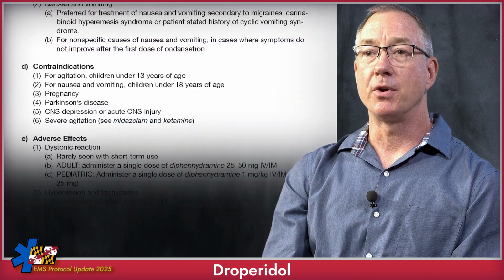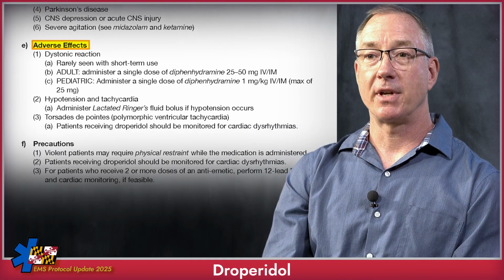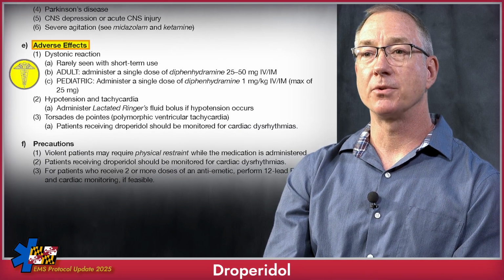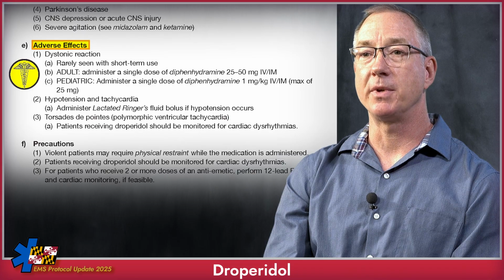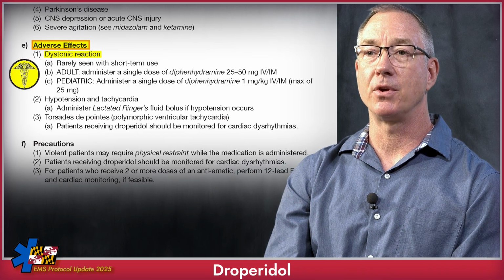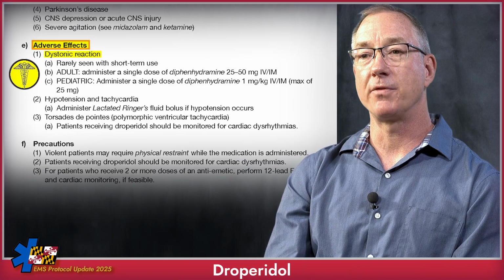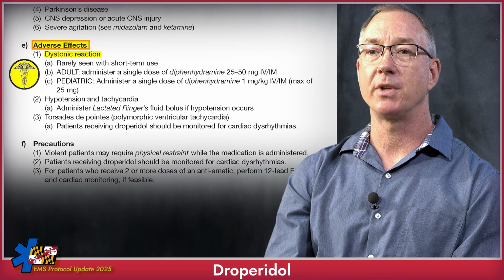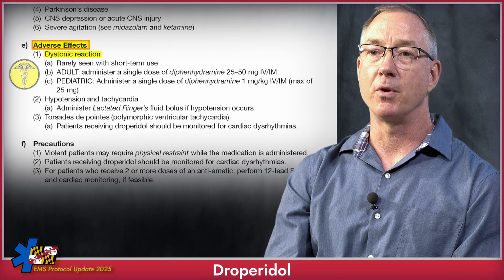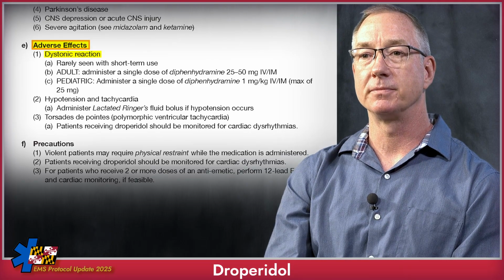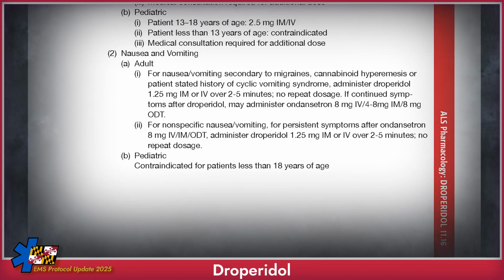The first change you will notice is in the adverse effects section. Previously, a medical consultation was required to administer diphenhydramine for a dystonic reaction after the dose of droperidol. In the 2025 protocols, you will find that the consultation requirement has been removed for both adult and pediatric patients. The other change in the droperidol pharmacology is the addition of the intramuscular route as an option for administration in treating nausea and vomiting. This provides consistency in the routes of administration across all of the indications.